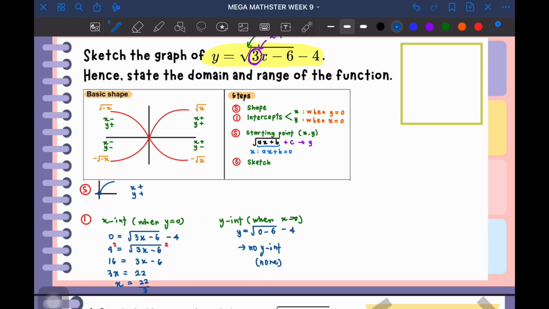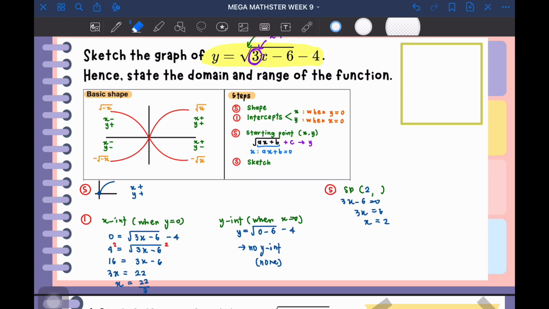Right, and then moving on to our next step. We need to find the starting point. So I will write SP as the abbreviation for starting point. So we have x and also y coordinate. How do we find the x coordinate? It's simple. You just need to take the one that is inside your square root, and you equate it equal to 0. Means that we have 3x minus 6 equal to 0. So 3x is equal to 6, x is equal to 2. Okay, so that is our value of x.